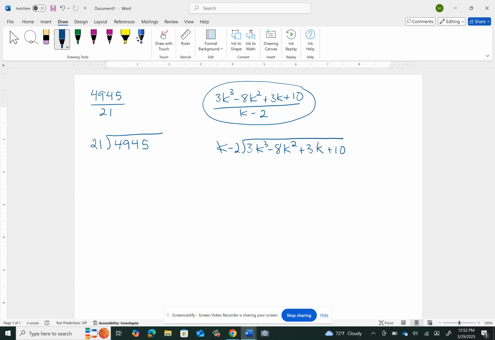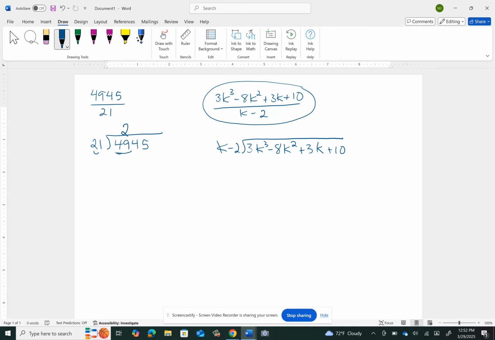4,945 divided by 21. All right, so I'm going to start with the numerical example, and then we'll go work on the one that has the variables in it. So when you're trying to divide 21 into 4,945, you really just kind of focus on how many times it would go into 49, or even just looking at how many times 2 would go into 4 to get a rough estimate. So 2 goes into 4 about 2 times, so we might estimate 21 would go into 49 twice.